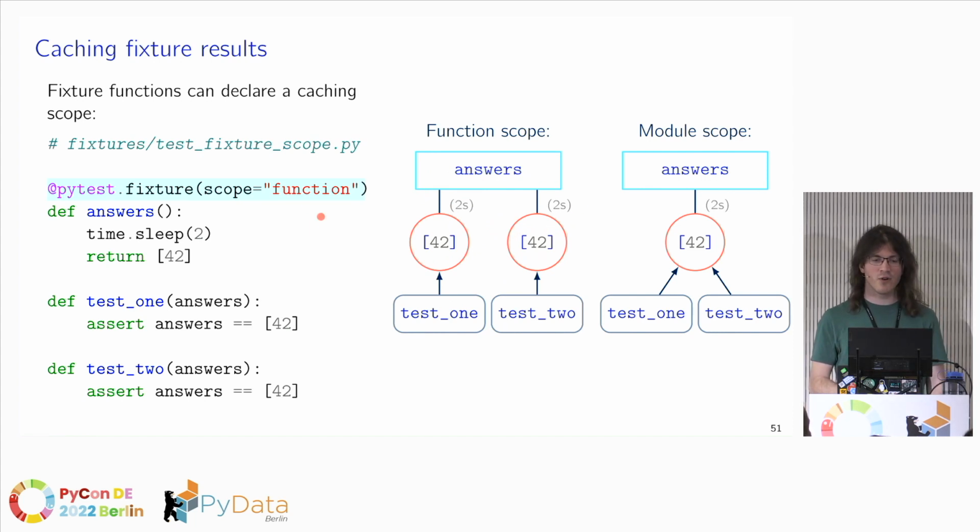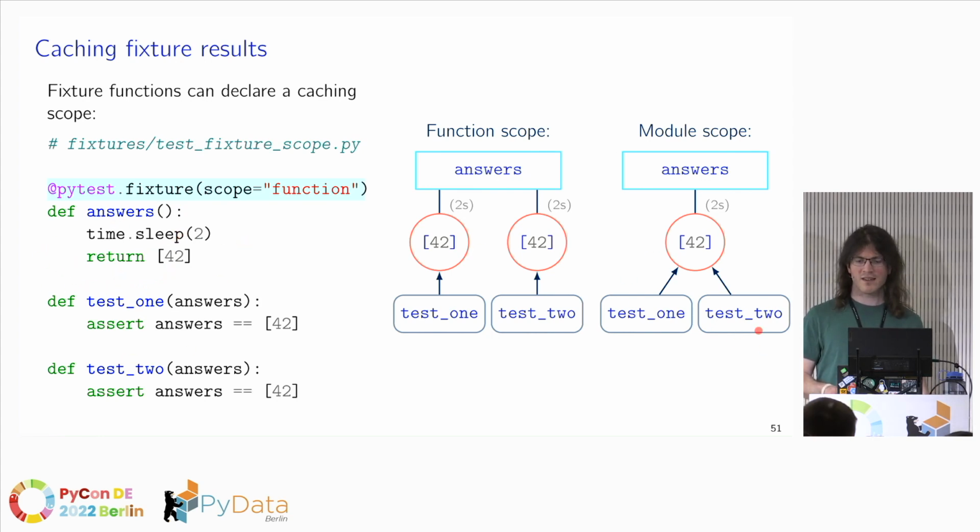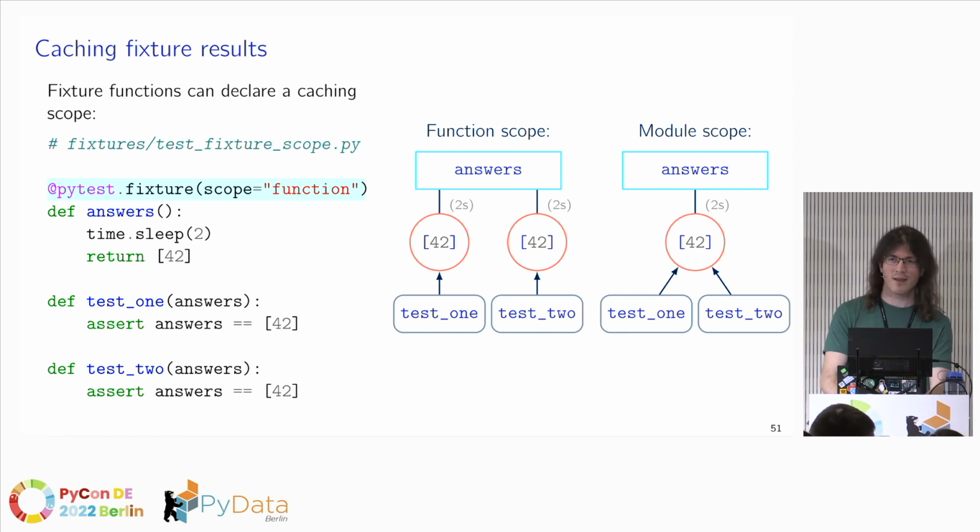If we now change this scope to module, that would mean that every test in the same test module, so in the same test_something.py file, would share the same value. So this will only be called once. The value will only be generated once, only taking 2 seconds then, and both tests will get the same value. However, this can be kind of dangerous.